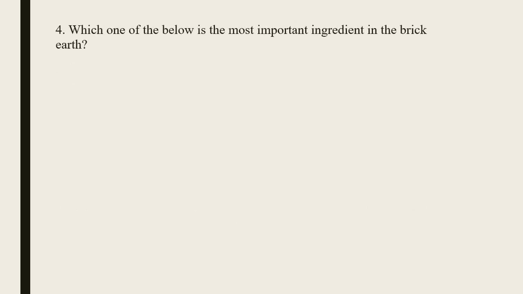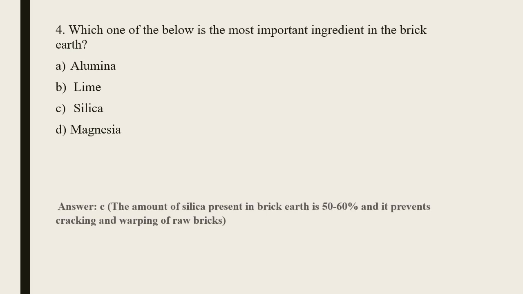Which one of the below is the most important ingredient in the brick earth? A. Alumina, B. Lime, C. Silica, D. Magnesia. Answer is option C. The amount of silica present in brick earth is 50 to 60% and it prevents cracking and warping of raw bricks.